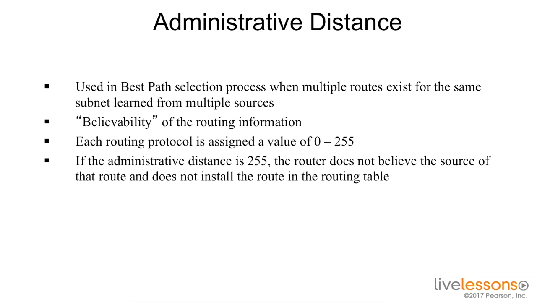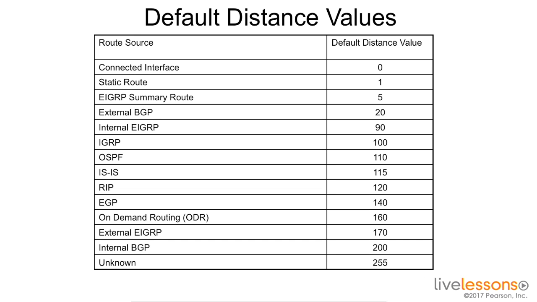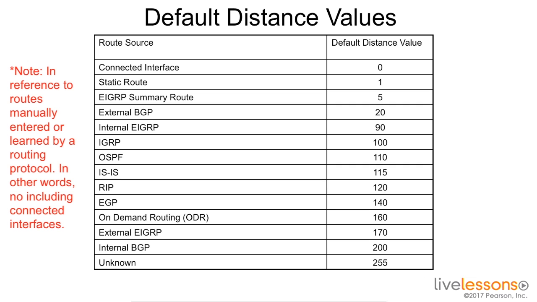If the administrative distance is 255, the router does not believe that that is a believable route and does not install the route in the routing table. There are a number of administrative distance values by default. As you can see, a static route is always the most believable route. And behind that, you see that EIGRP is more believable than OSPF, which is more believable than RIP. Take some time to go through this table and become very familiar with the default administrative distances for the various routing protocols.